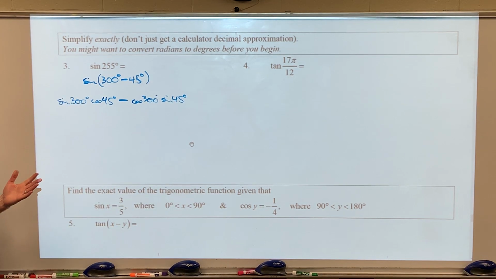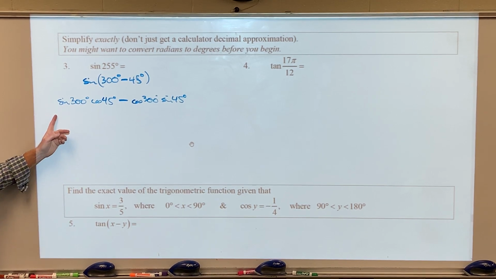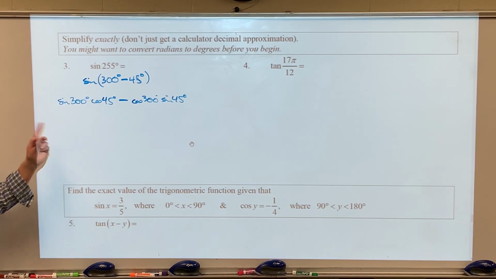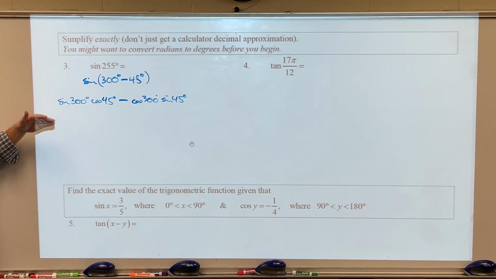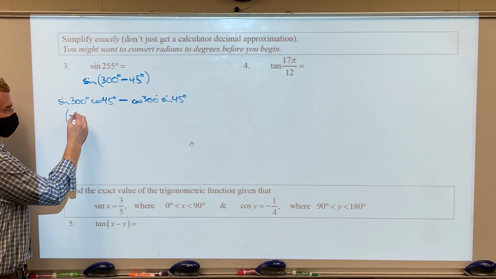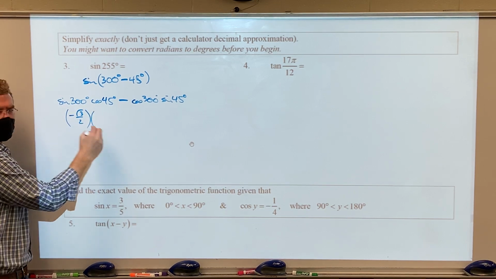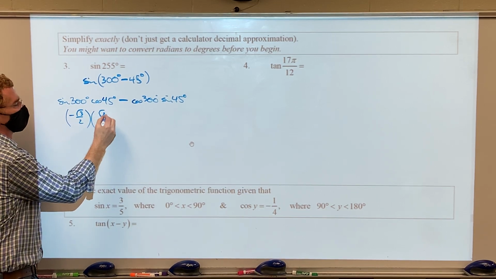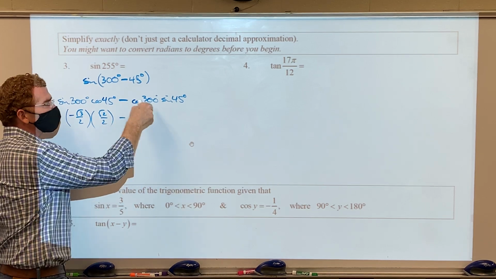Not too bad? And now pull out my unit circle. What's the sine? And if you don't know your unit circle, guys, you're going to get beaten up on these. The sine at 300 is what? Great. Negative root 3 over 2. What's the cosine at 45? Root 2 over 2. The cosine at 300.